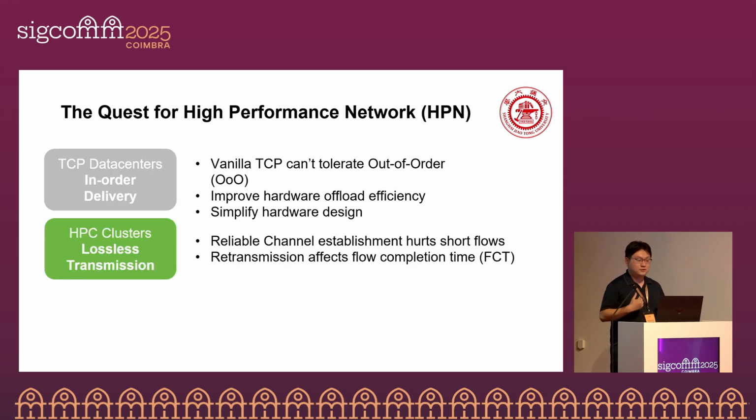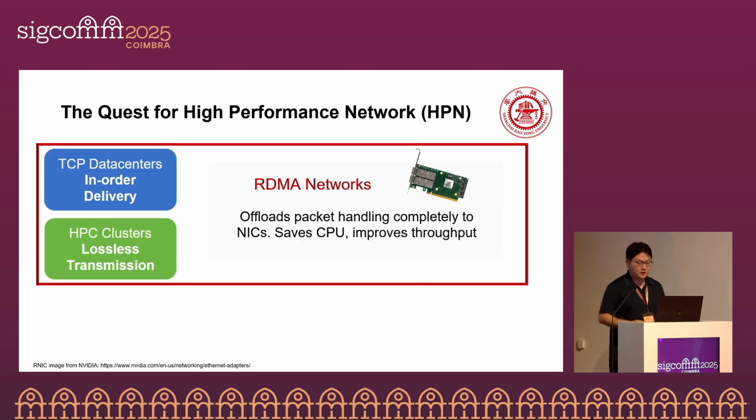Next, we have the requirement for lossless transmission. Lossy networks are less responsive, especially for short flows. And because lost packets require retransmission, guaranteeing that the network won't drop packets can directly improve flow completion time. Combining the first two features gives us RDMA networks. RDMA offloads the entire network stack to the NIC, completely bypassing the CPU. This provides us high throughput with low overhead.